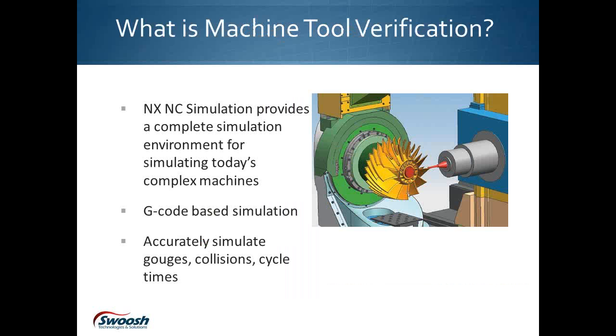So what is machine tool verification? NX NC Simulation provides a complete simulation environment for simulating today's complex machines. The simulation in NX you get is real. What I mean by this, it is a G-code simulation. NX simulates the same code that is sent out to the machine, so the simulation results are based on real-world conditions. Some other simulations with other CAM softwares are not real and use simulations that are not based on G-code. So the results that you see with these other systems are nothing more than watching a video game. They're not real. With NX CAM simulation, you can accurately simulate gouges, collisions, and cycle times.